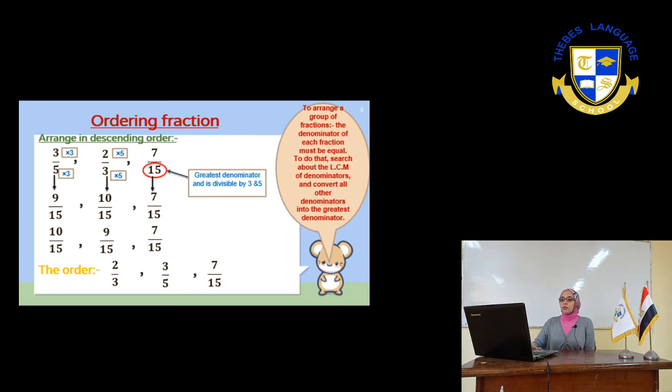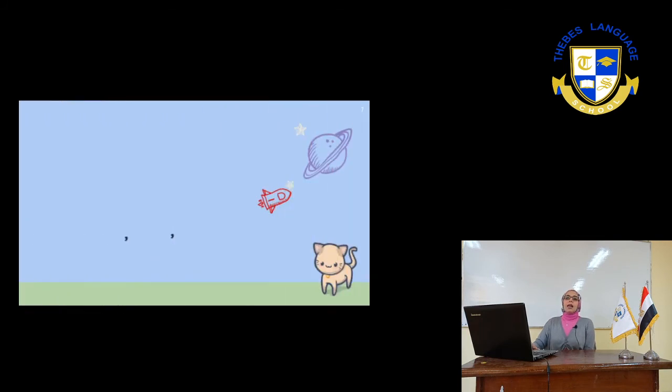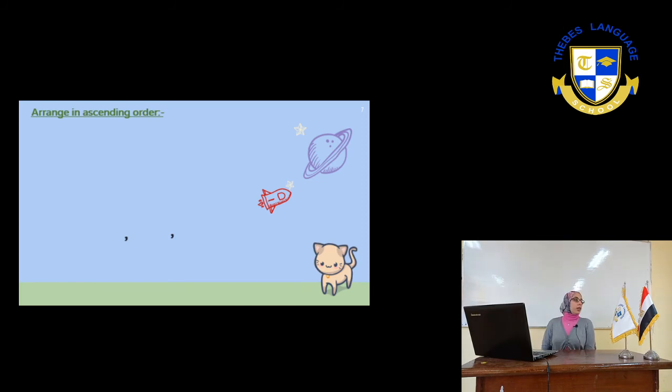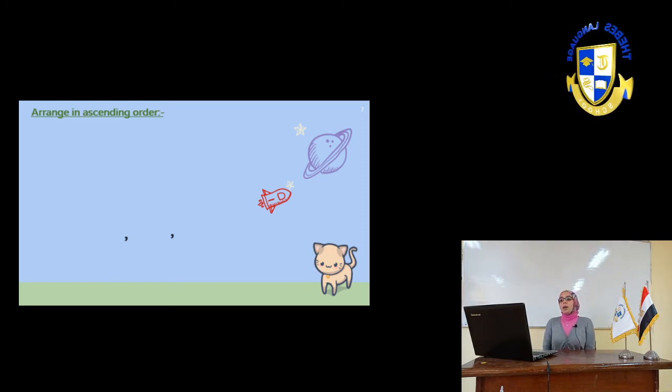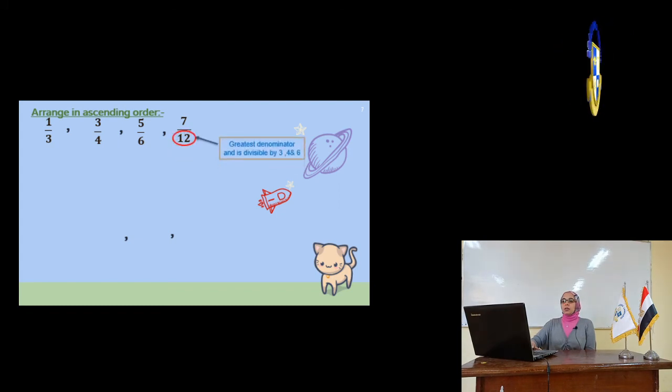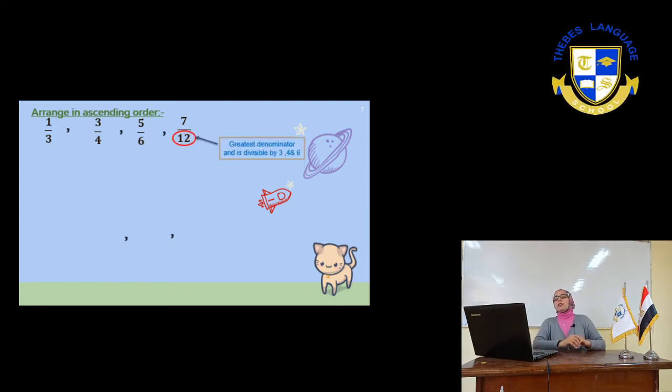Okay? So, don't forget to make all the denominators the same to arrange any group of fractions. Next, how do we arrange in ascending order? The same. We have here 4 fractions. We must make all of them the same denominator. At first, search for the greatest denominator. It will be 12.